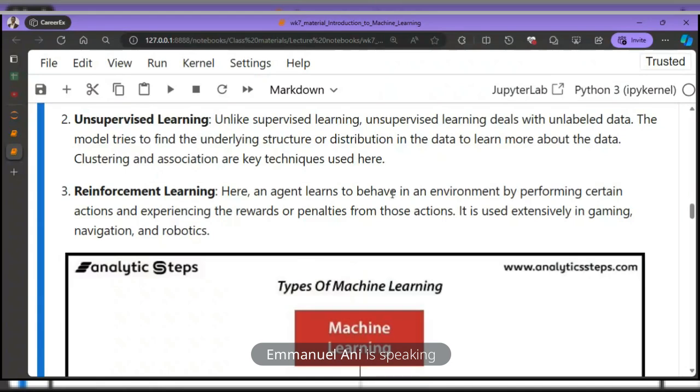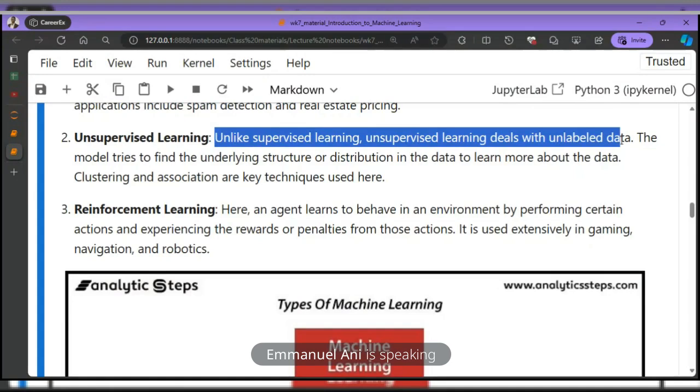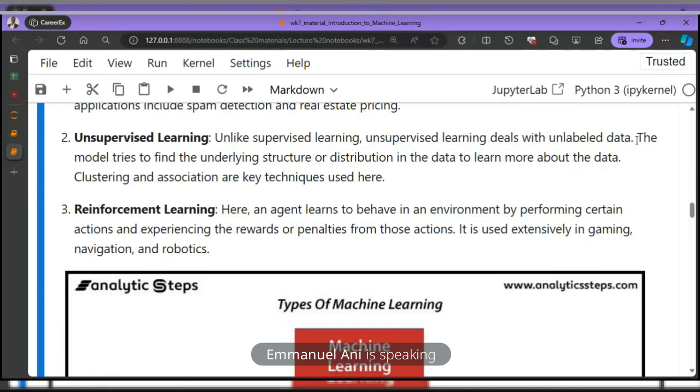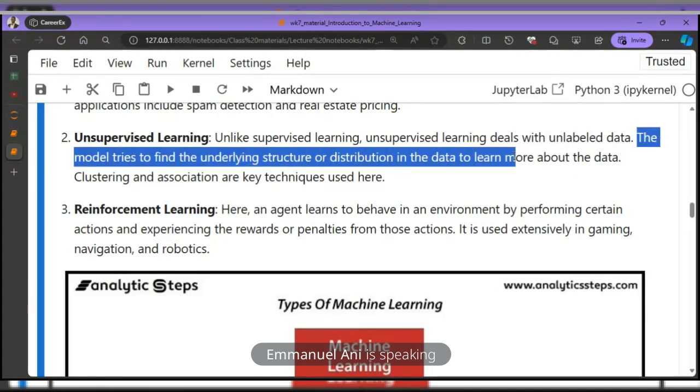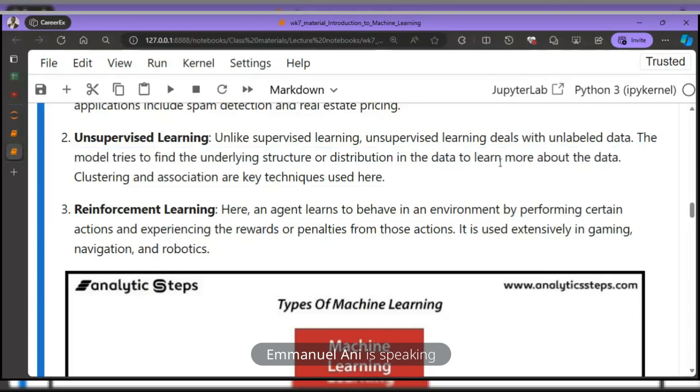All right. So as you can see here, unlike supervised machine learning, unsupervised learning deals with unlabeled data. The model tries to find underlying structure or distribution in data to learn about the data. So you are not telling it the answer. It's trying to learn the answer on its own. The most popular task in unsupervised learning is clustering. Clustering is what I just explained. Clustering is looking at a data set and grouping it into different groups based on similar features. Okay. So that's for unsupervised.